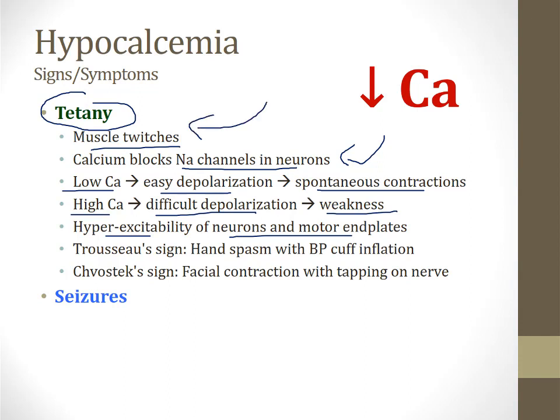There are two classic signs of tetany. They're mostly historical. The first one is called Trousseau's sign. This is hand spasm when you inflate the blood pressure cuff on a patient's arm. The second sign is called Chvostek's sign. This is facial contraction when you tap on the facial nerve. Both of these are signs of tetany. And then in addition to tetany, the other classic sign of hypocalcemia is seizures.